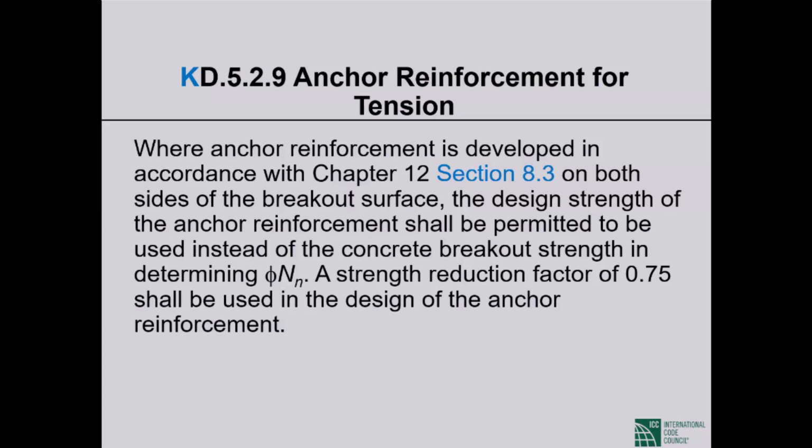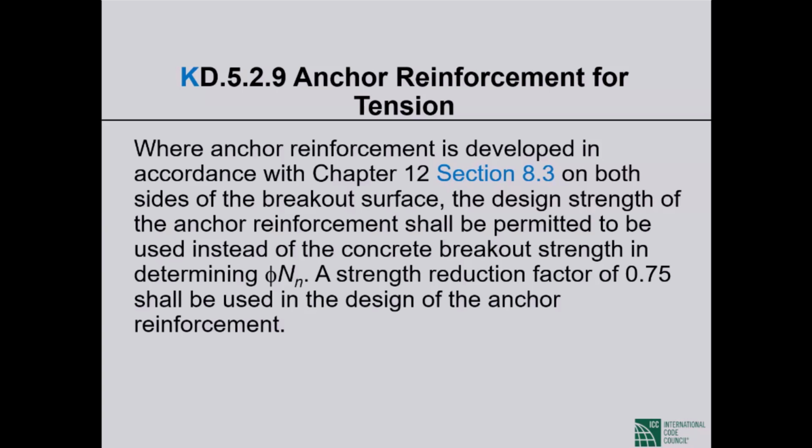Where anchor reinforcement is developed in accordance with section 8.3 on both sides of the breakout surface, the design strength of the anchor reinforcement shall be permitted to be used instead of the concrete breakout strength in determining phi times N sub n. A strength reduction factor of 0.75 shall be used in the design of the anchor reinforcement.